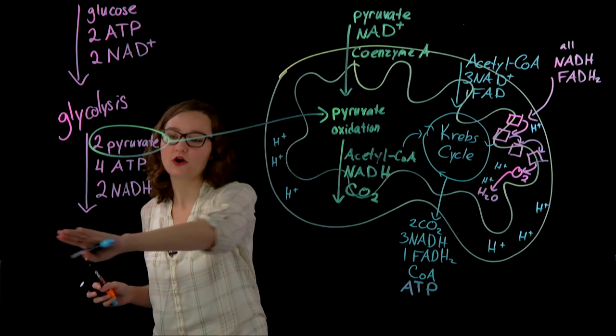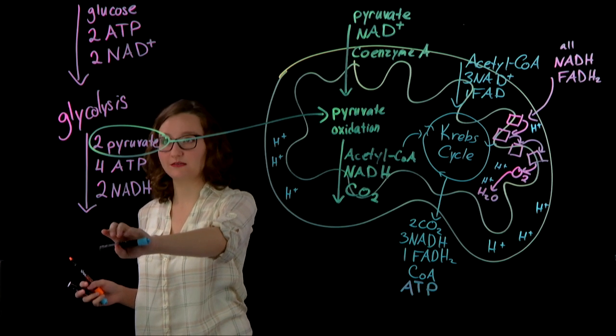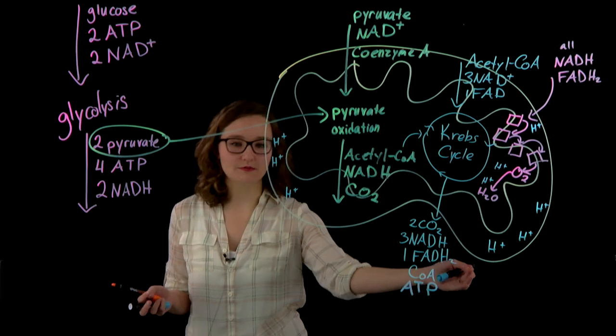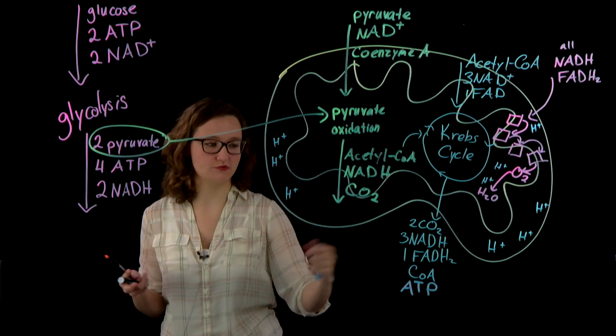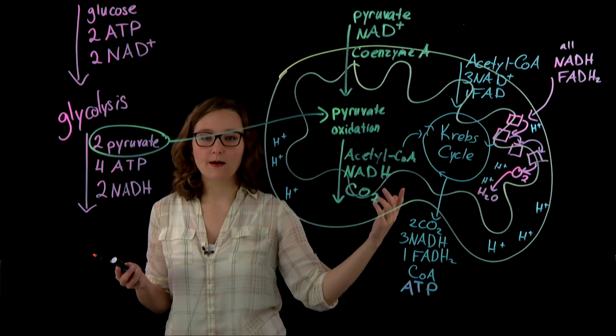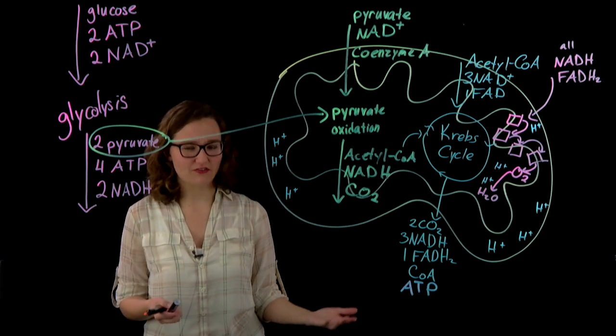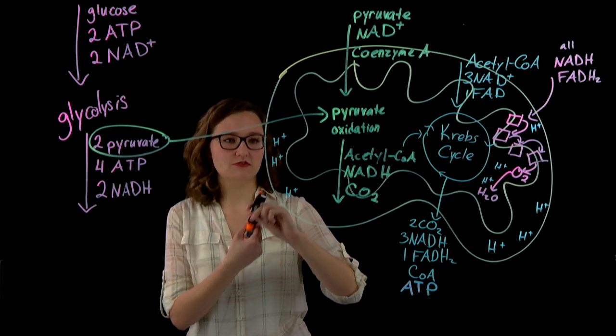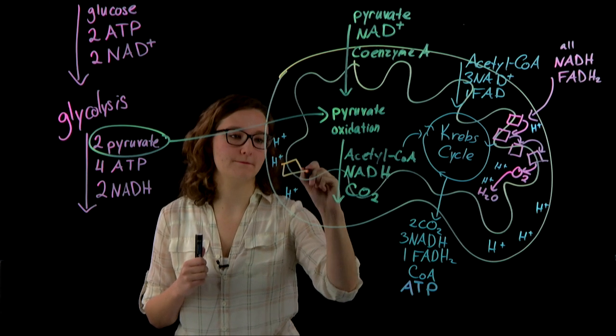So we have an overall of 2 ATPs from glycolysis and 1 from the Krebs cycle, 2 for a glucose molecule, because it goes through twice. But that's not most of the energy. That's not very much. Most of the energy comes from this right here.